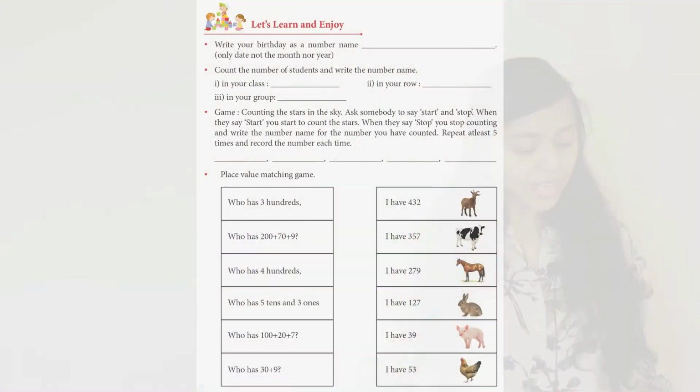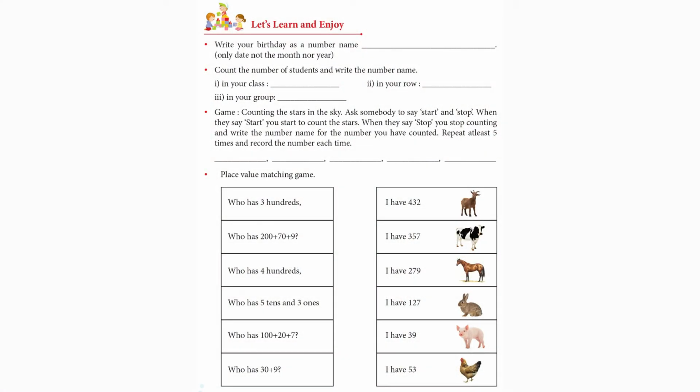The next one. Count the number of students and write the number name. In your class, you have to write down. Do you remember how many students are there in your class? If it is 20, then write TWENTY, 20 there. Then do you remember how many students were there in your row? Then write down how many. Is it 4 or is it 5 or 6 or 3? You write down however many. And here again, don't just write the numeral. You have to write, if it is 5, write FIVE. And the next one, in your group of friends, how many are there? Even that you need to write the number.